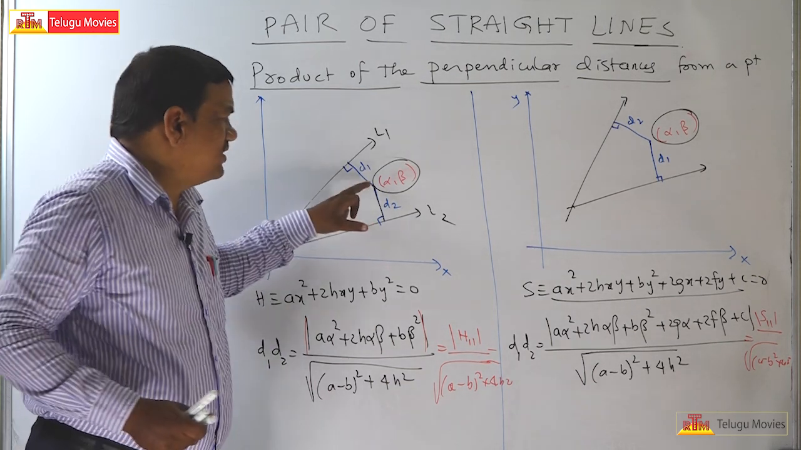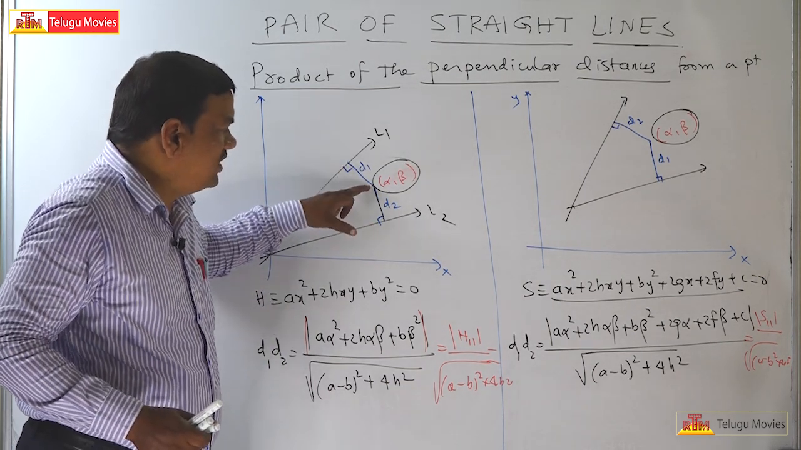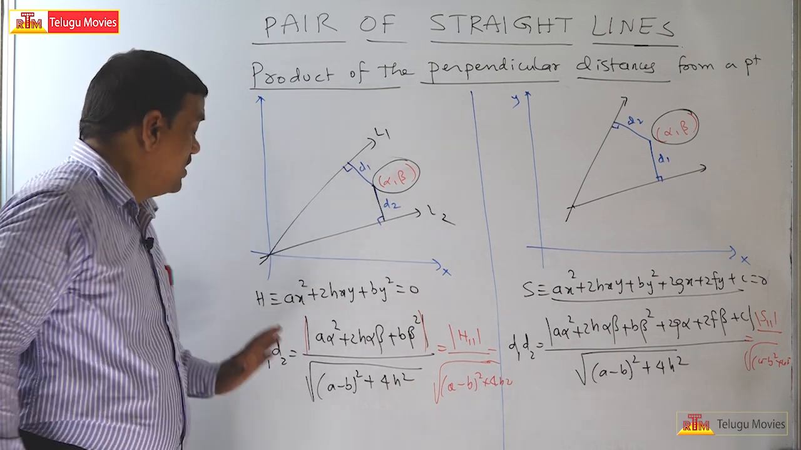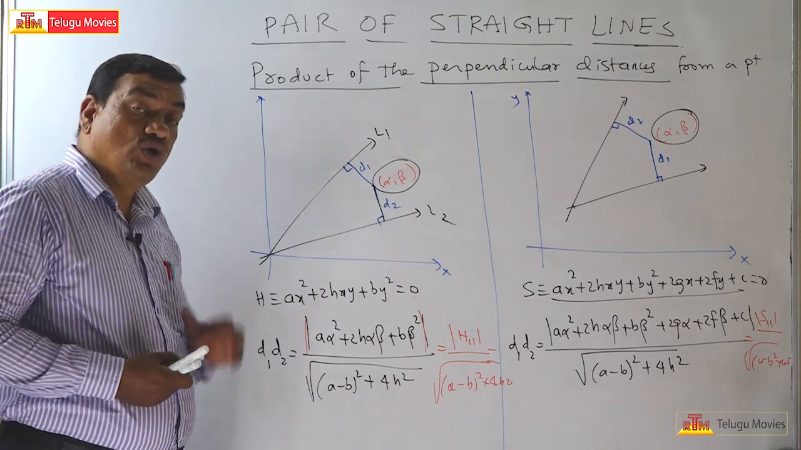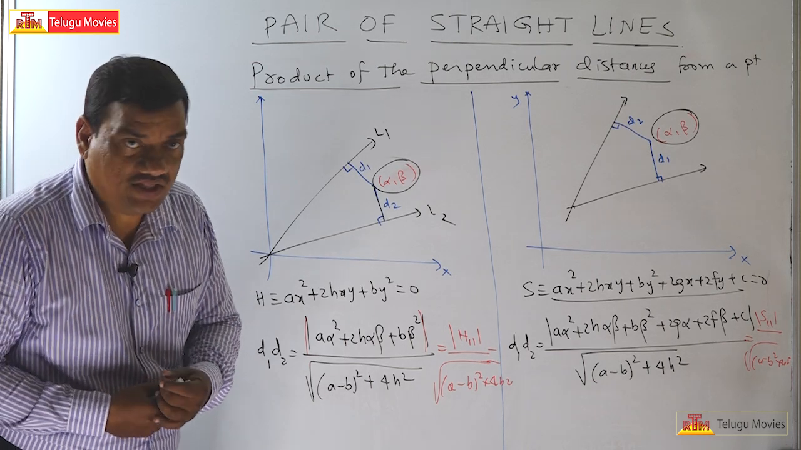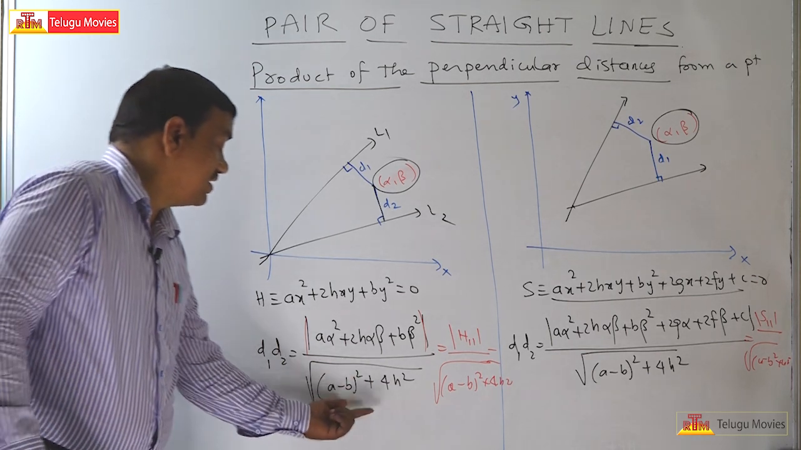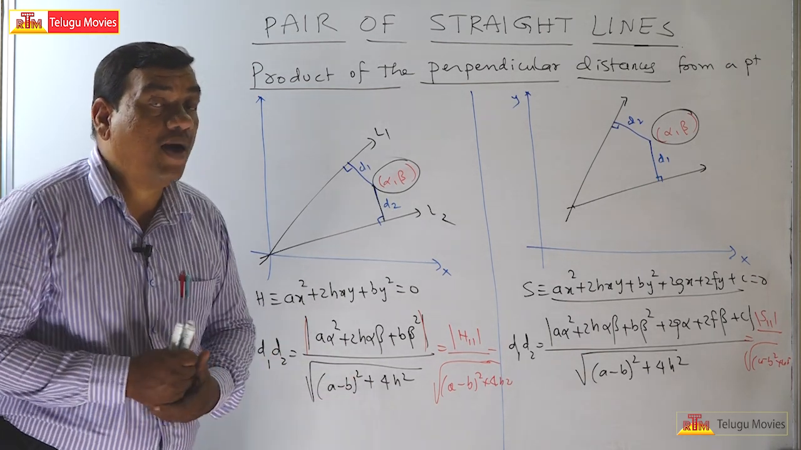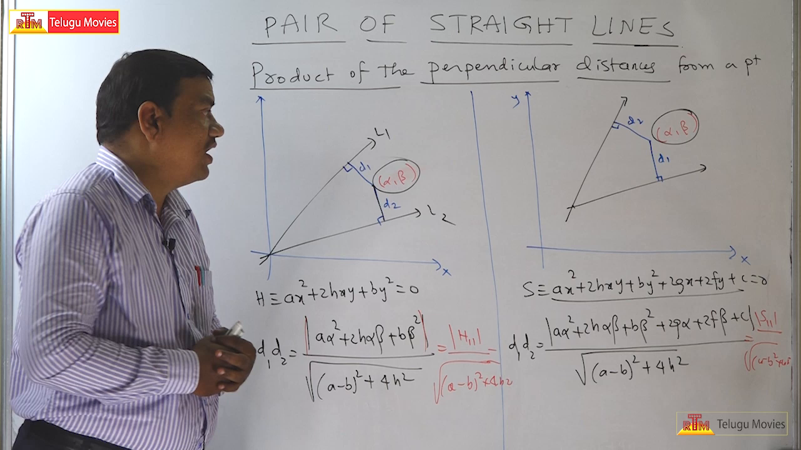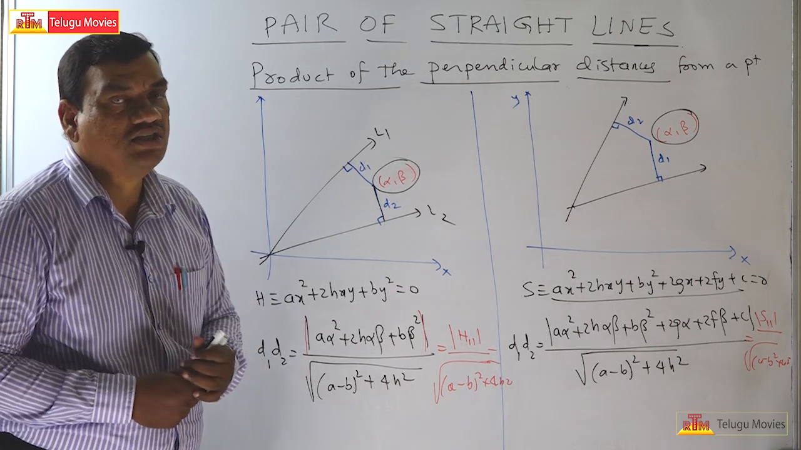Okay, now product means what? The perpendicular distance is a positive quantity. D2 is also a positive quantity. Therefore, d1 and d2 product should also be a positive quantity. That's why we put the modulus well in advance. So in the denominator also we have to take only the positive square root. Okay, now I hope that you understand this concept.